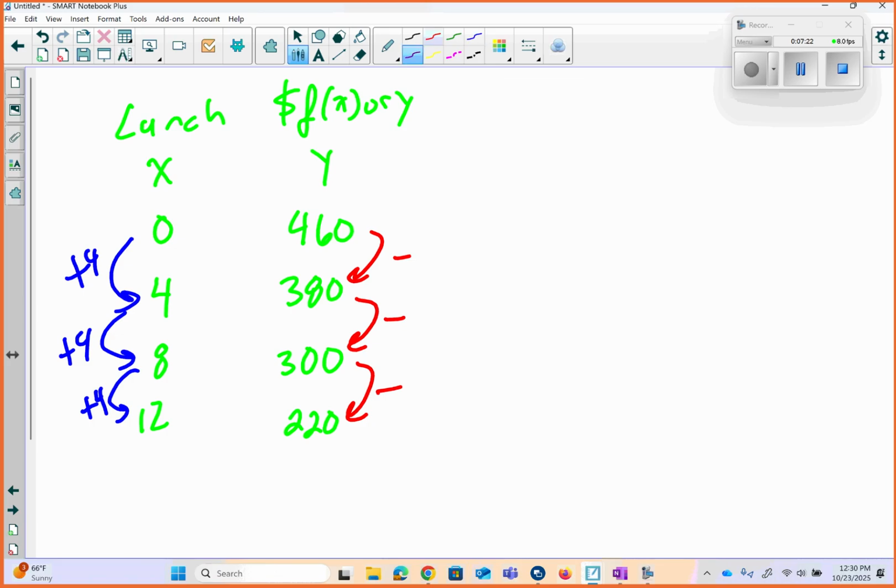All right, so I know the y-intercept has to be 460 because we started with 0 here. So we have that known, but then we don't know what the slope is. All right, so let's figure this out. How much am I subtracting? From 460 to 380, and from 380 to 300, and from 300 to 220, how much am I subtracting? 80. Good. Subtracting 80 each time.